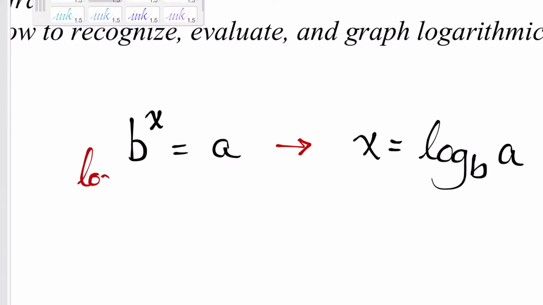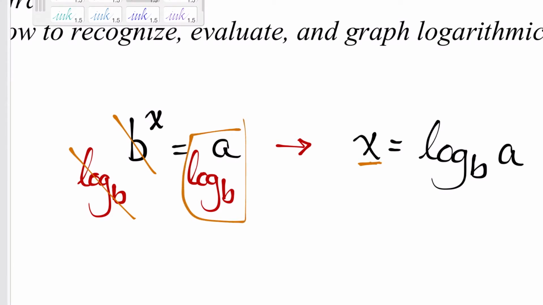And we do this by taking the log of the base on each side. So again, my base is this b and the x is its exponent. When I do the log of the base on both sides, the log base b and the base b cancel each other out because they are inverses of each other, leaving us with just an x. And then on the other side, because what we do to one side, we have to do to both, we end up with a log base b of a. So we can go the other way as well.